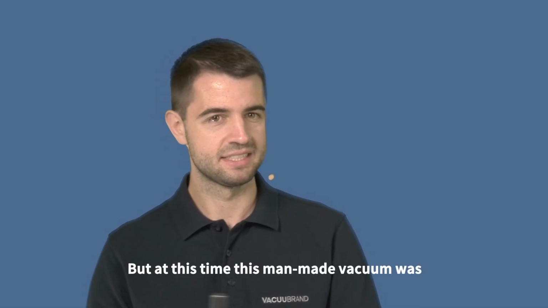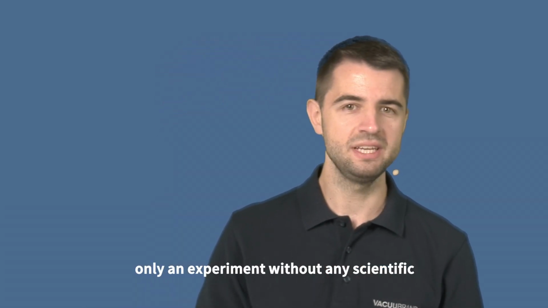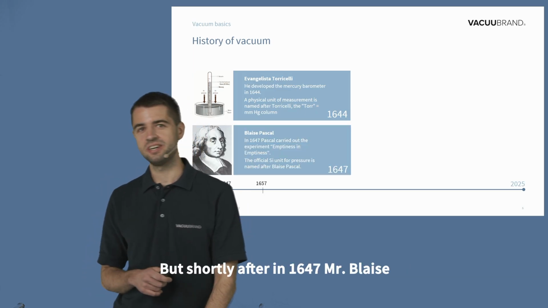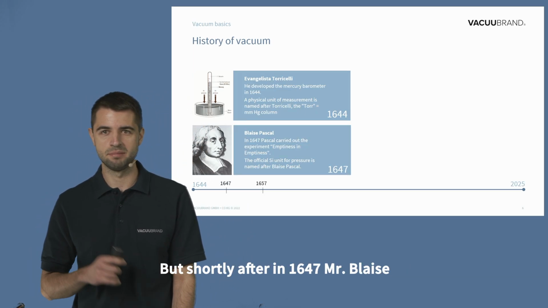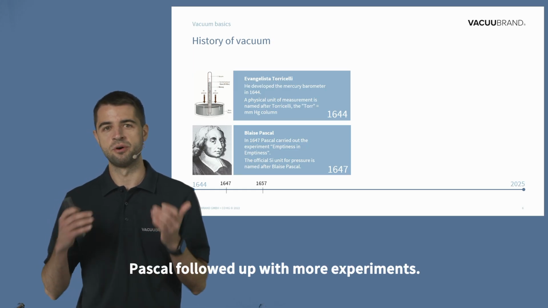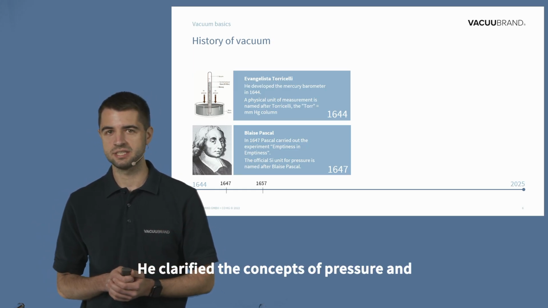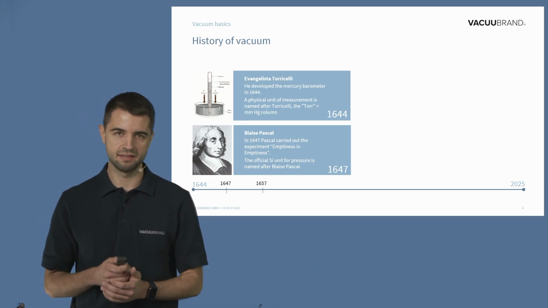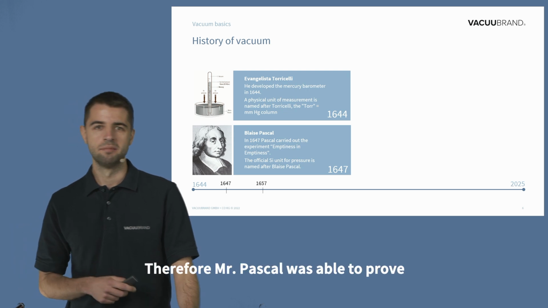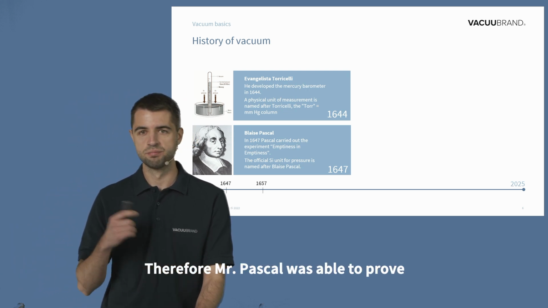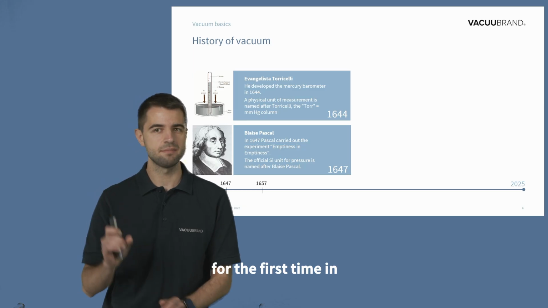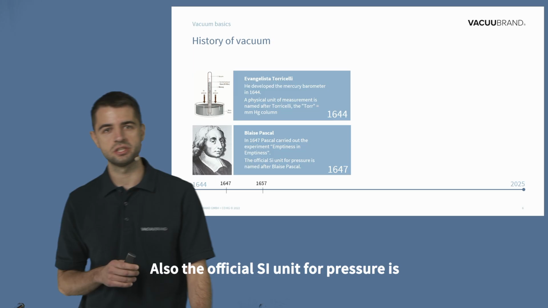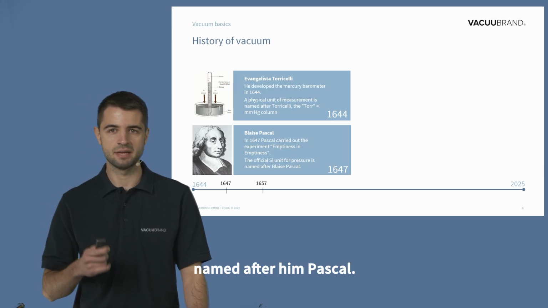But at this time, this man-made vacuum was only an experiment without any scientific proof. But shortly after, in 1647, Mr. Blaise Pascal followed up with more experiments. He clarified the concepts of pressure and vacuum by generalizing the work of Evangelista Torricelli. Therefore, Mr. Pascal was able to prove for the first time in history that a vacuum can actually exist. Also, the official SI unit for pressure is named after him, Pascal.